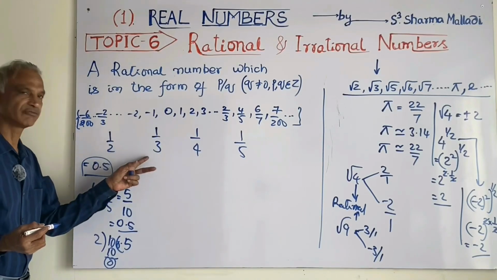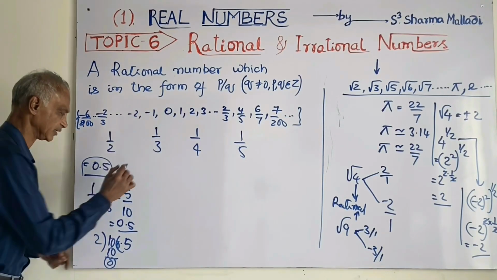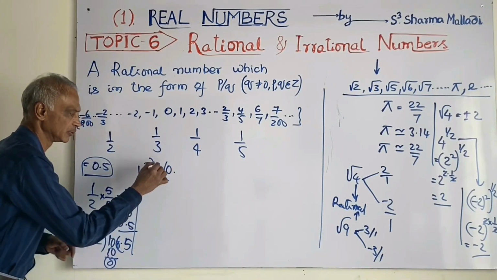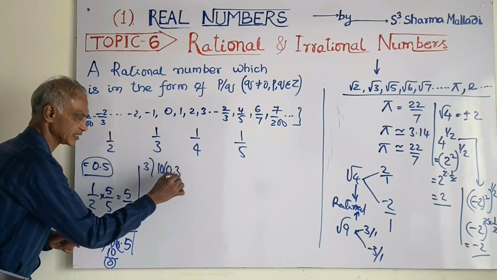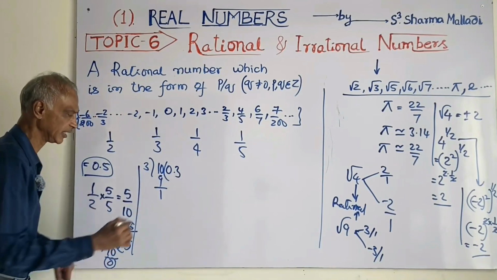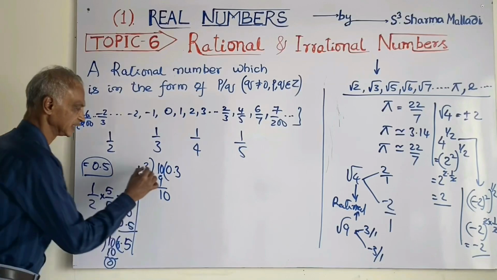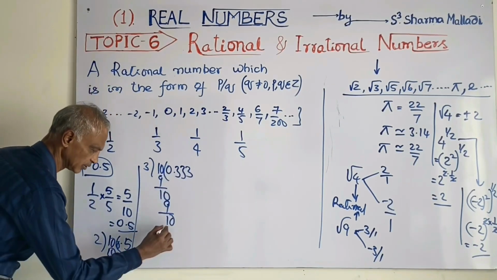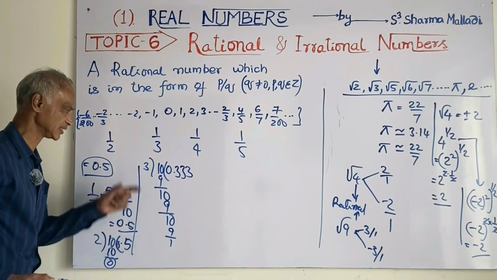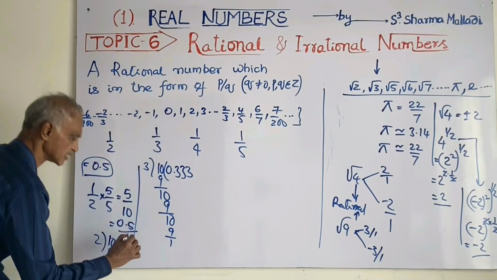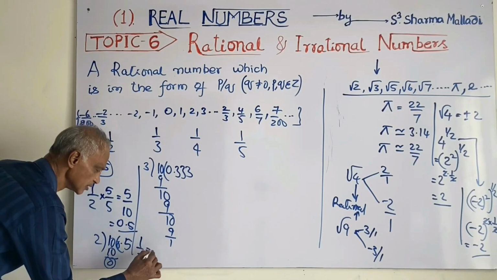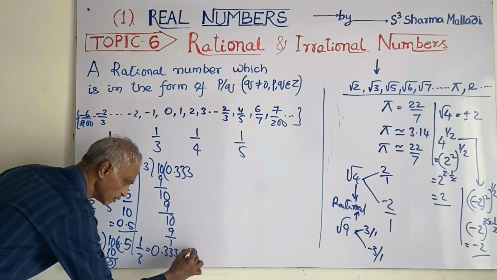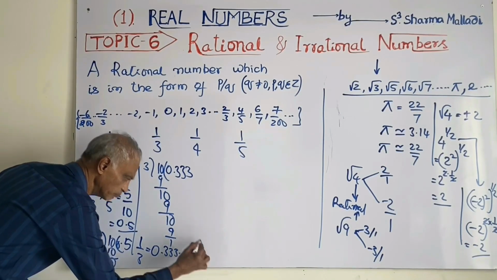Now take 1 by 3. You divide 1 by 3. It doesn't go, so put 0. 3 threes are 9, you get remainder 1. Again take 0, 3 threes are 9, again 1. It goes like this. So 1 by 3 is equal to 0.333 and so on, and it can also be written as 0.3 bar.